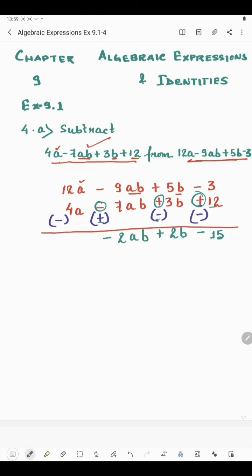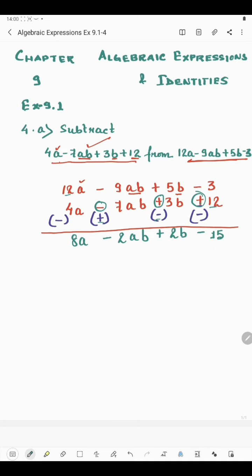And 12a minus 4a, plus minus minus, so 12a minus 4a is 8a. The variable part will remain the same. We'll just subtract 12 minus 4 which is 8, and the sign of 12 is positive, so 8a will be positive here. So the answer of the first part will be 8a minus 2ab plus 2b minus 15.